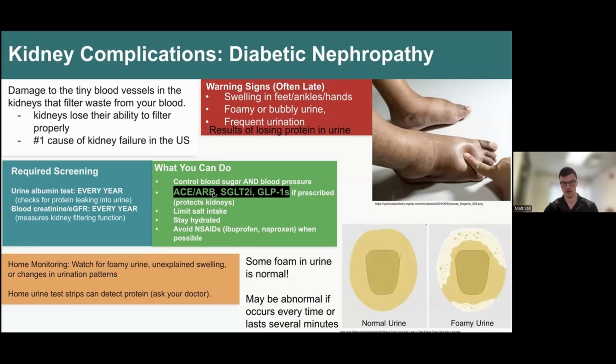If you are prescribed a medication in the ACE or ARB class, these are blood pressure medications, names are like lisinopril, losartan, or an SGLT2, like empagliflozin, the brand name is Jardiance, or a GLP-1. GLP-1s have a lot of great evidence that they can protect against kidney disease progression. It's important that you continue to take these medications if your doctor or healthcare provider thinks that is indicated for you.